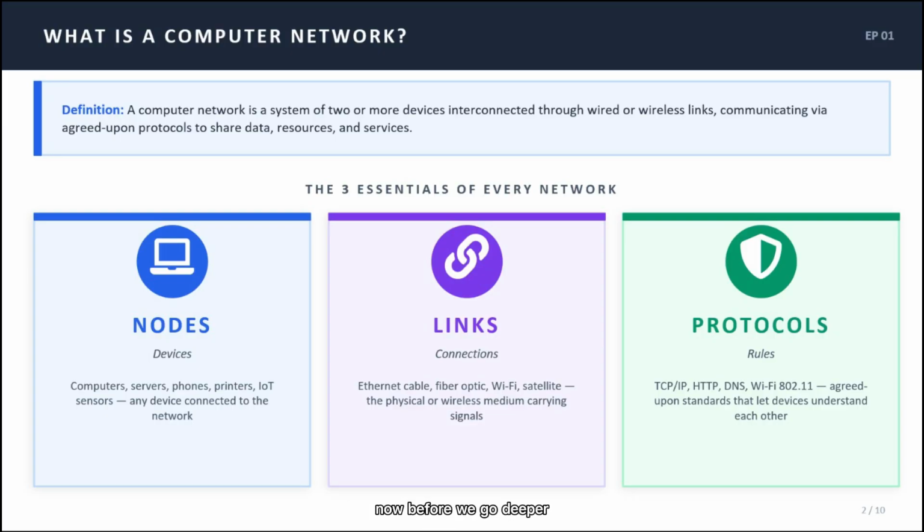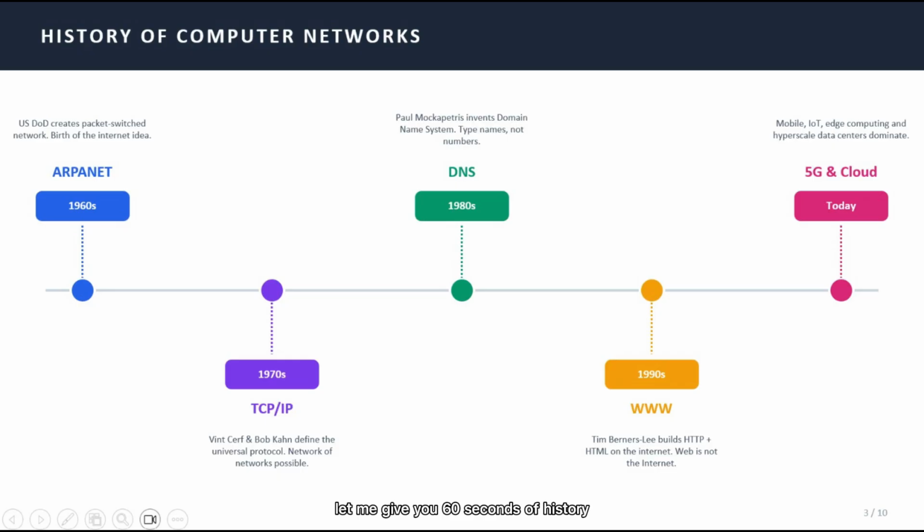Now, before we go deeper, let me give you 60 seconds of history, because the why behind how networks are built changes how you think about them. In the 1960s, the Cold War is at its peak. The US Department of Defense has a nightmare. What if the Soviet Union nukes a single communication hub and takes down all the military communications? Their solution? Build a network with no single point of failure. If one path is destroyed, the data finds another route automatically. The project was called ARPANET. And the idea, packets finding their own path, is still how the internet works today.